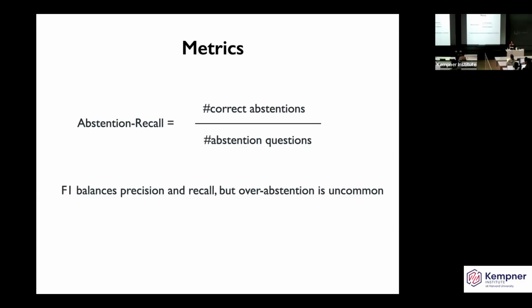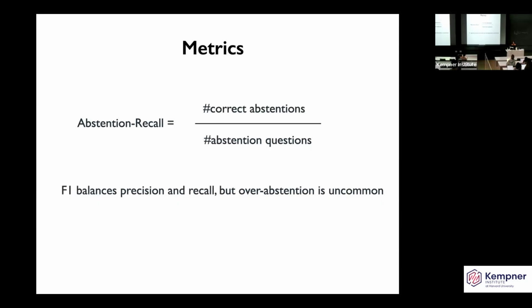So the metric that we are interested in is abstention recall. Remember, there are all these situations when the model should actually abstain instead of confidently giving an answer. Our metric, abstention recall, looks at the number of correct abstentions over the number of abstention questions. So the denominator is the set of questions when it should abstain, and the numerator is the number of cases, out of these, when it correctly does that.